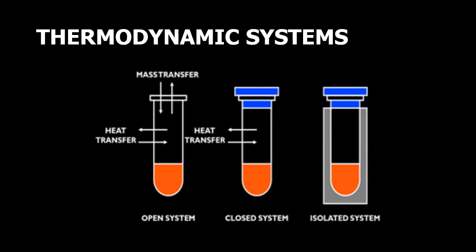Here are the three main types of thermodynamic systems. In an open system, there are both mass and heat transfer. In a closed system, only heat transfer occurs. And if we say isolated system, nothing occurs. So there is no heat transfer nor mass transfer.